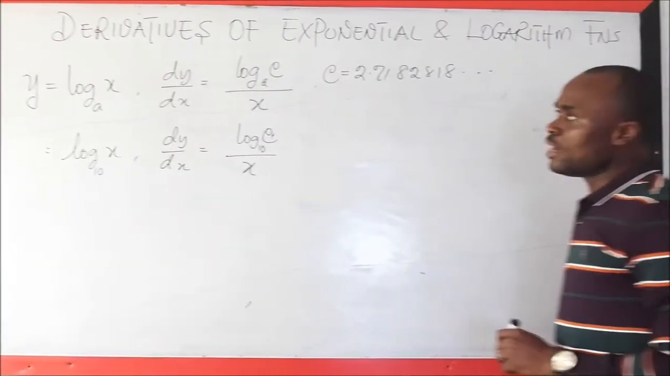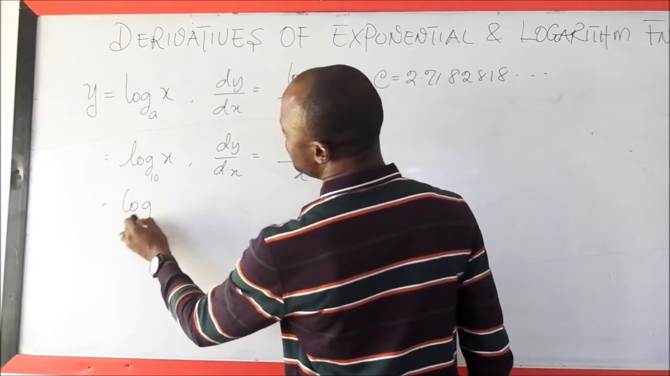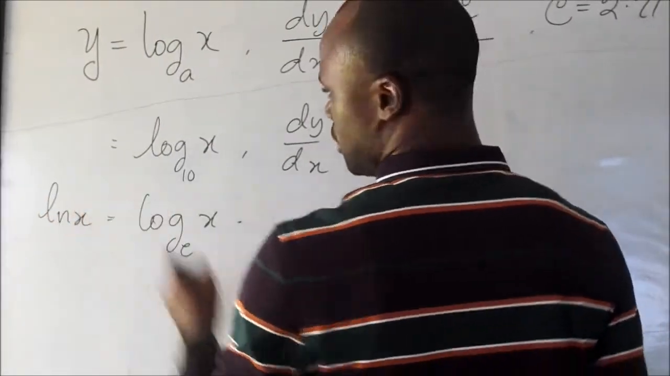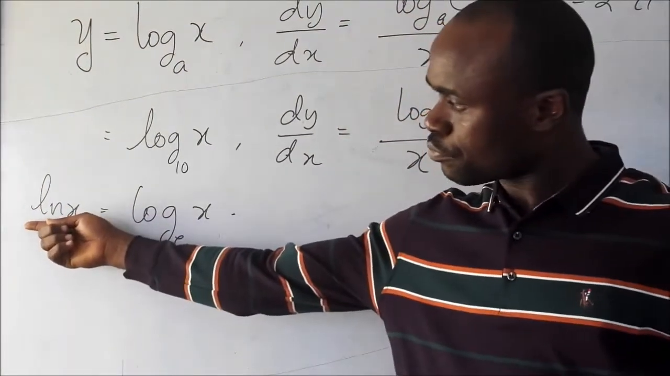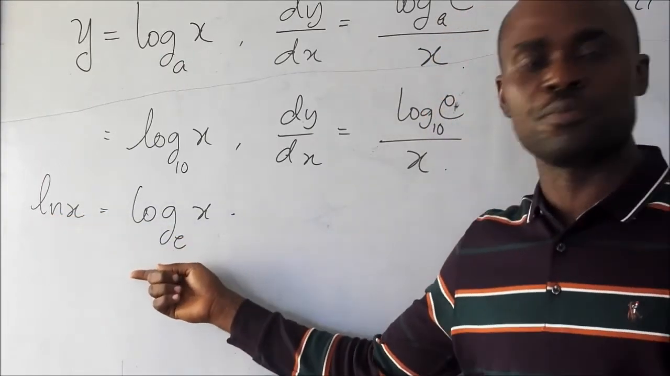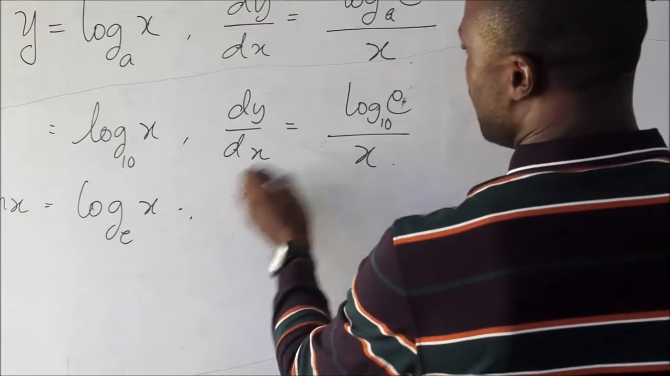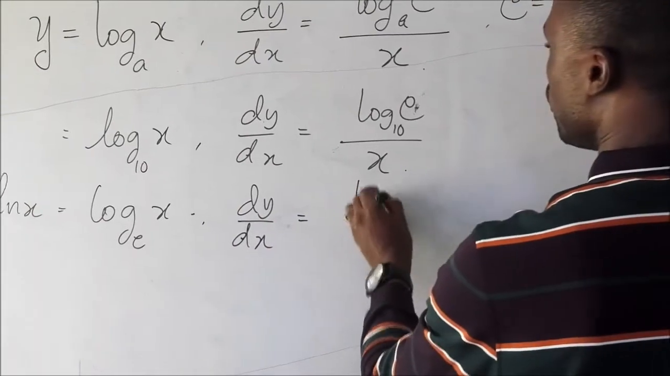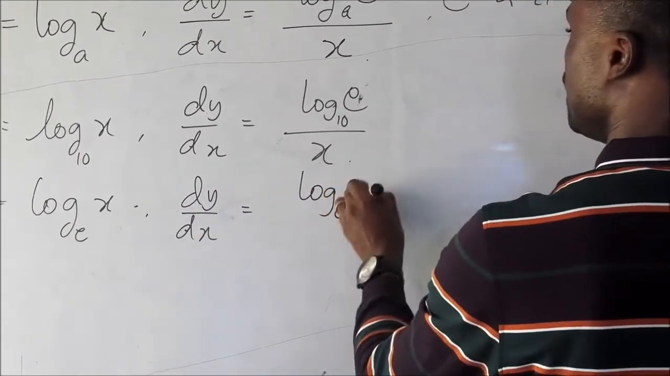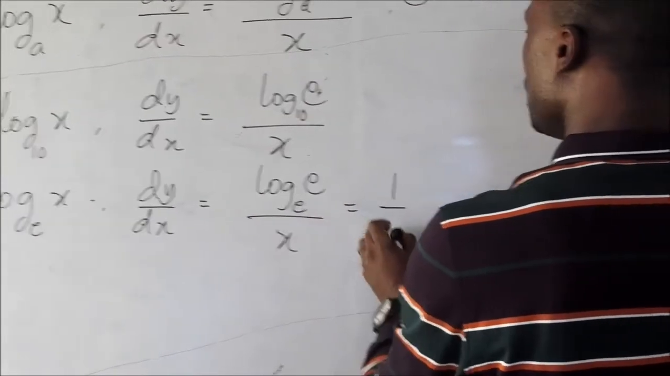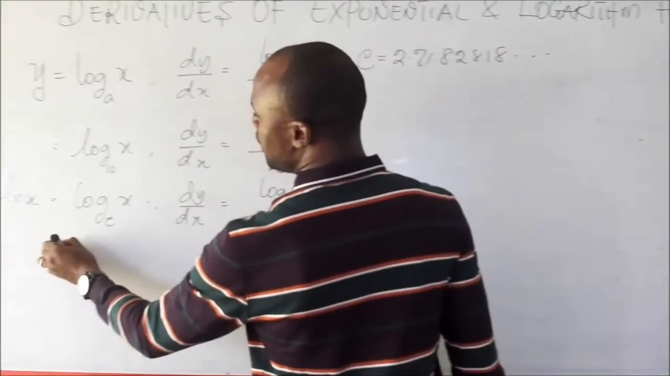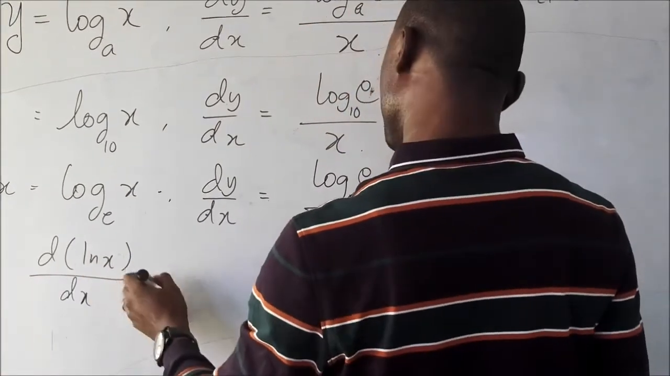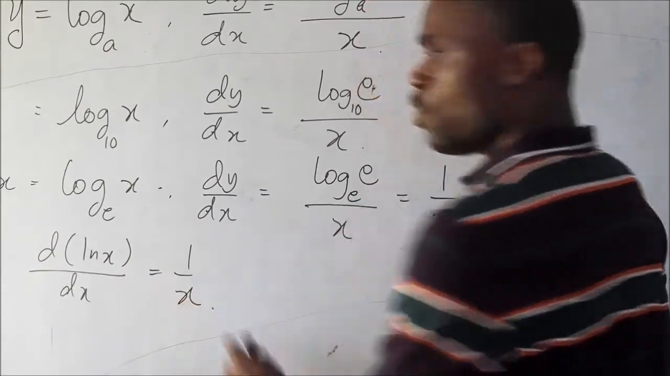Now, what will be the case where we have log to the base e? Log to the base e is the same thing as ln x, natural log, ln x. So ln x is the same thing as log x to base e. If we want to find the derivative using this, we have dy/dx equals log, where the base now is e, of e, divided by x, which is simply 1 over x. That is why the derivative of ln x with respect to x is 1 over x.